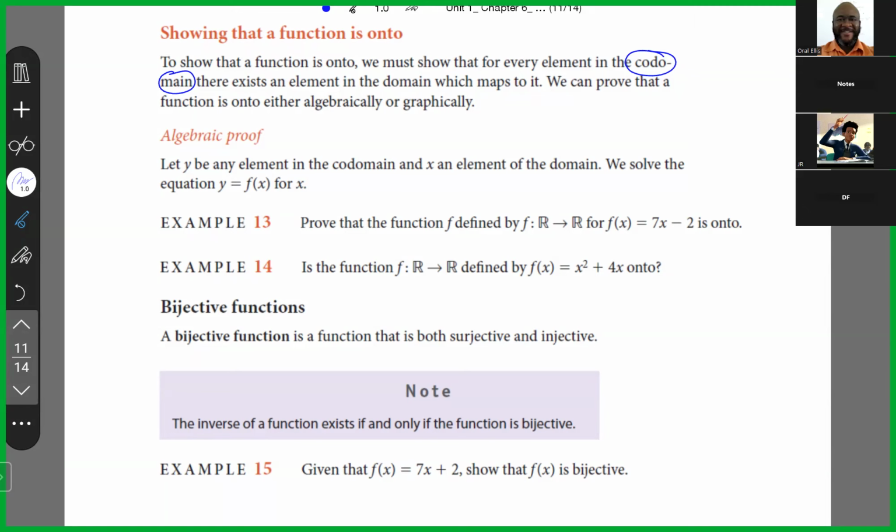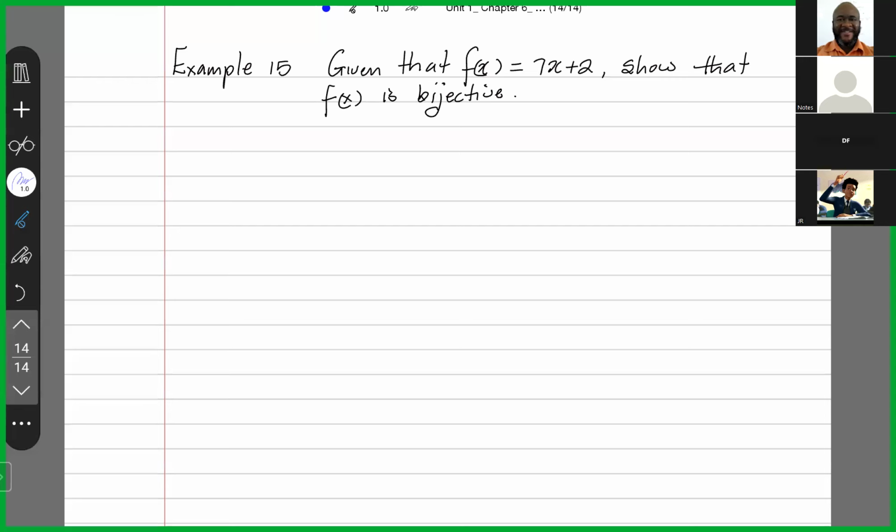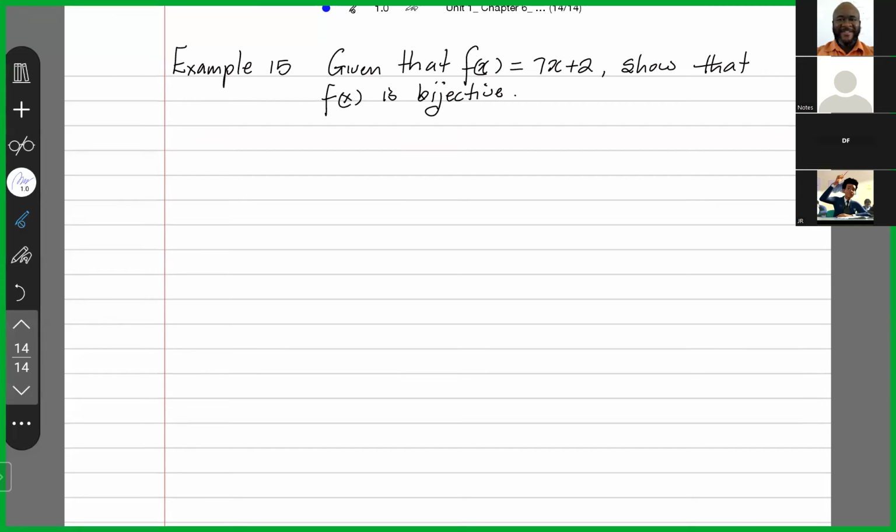All right, so let's have a look at example 15. Example 15 says, given that f of x is equal to 7x plus 2, show that f of x is bijective. For this one, I'm only going to use the graphical approach. So for the graphical approach, I need to draw a sketch of the graph.